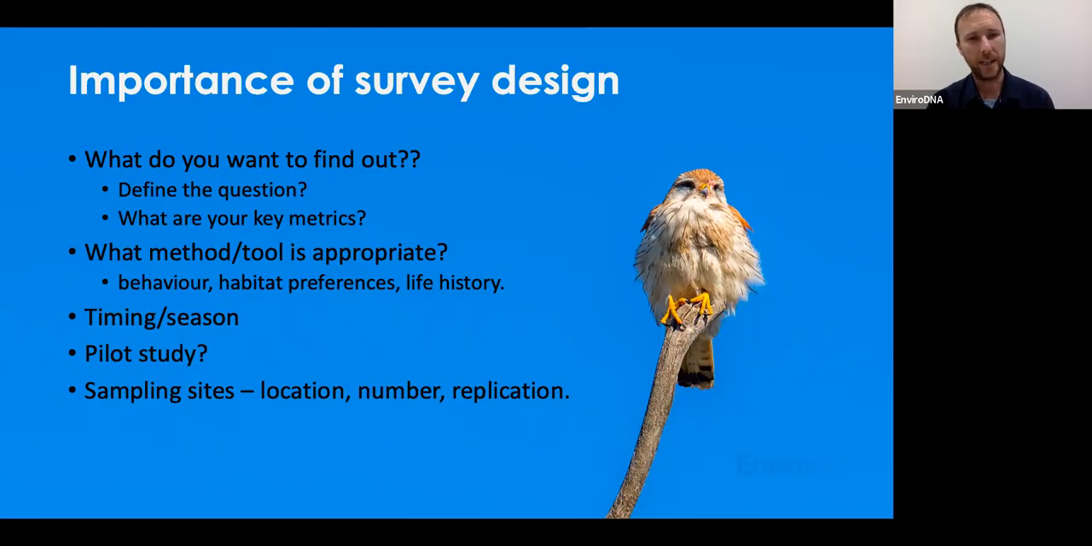And from all that, you can then sort of get into the nitty-gritty of your sampling sites. So where and when are you sampling? How many survey sites are you doing? What's the sort of replication that you want within a site?